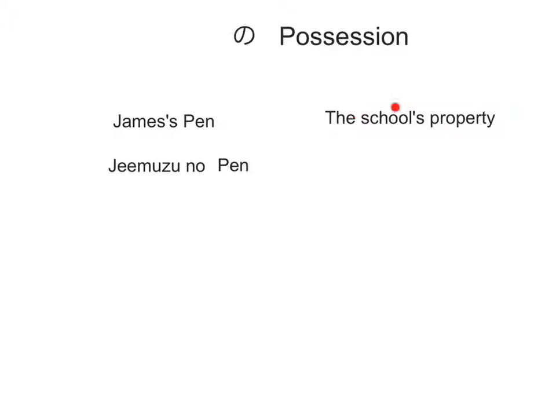Another example of that could be the school's property. You can see that apostrophe S there, meaning the property belongs to the school. And in Japanese, it would look like gakko no mono. So this no is saying that this belongs to this. This is the word for school, and this is the word for things or property.